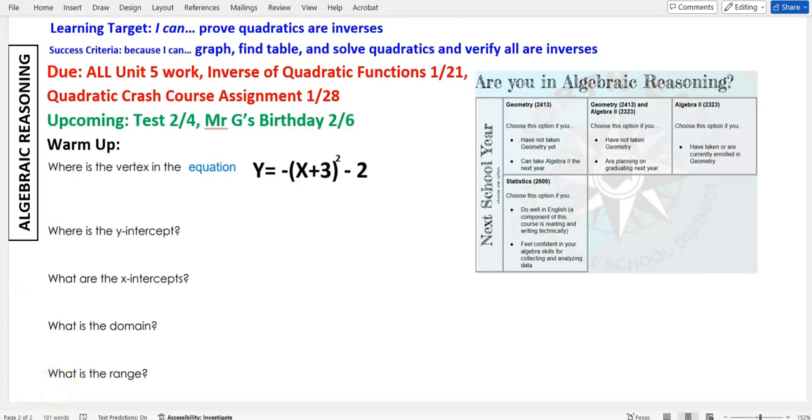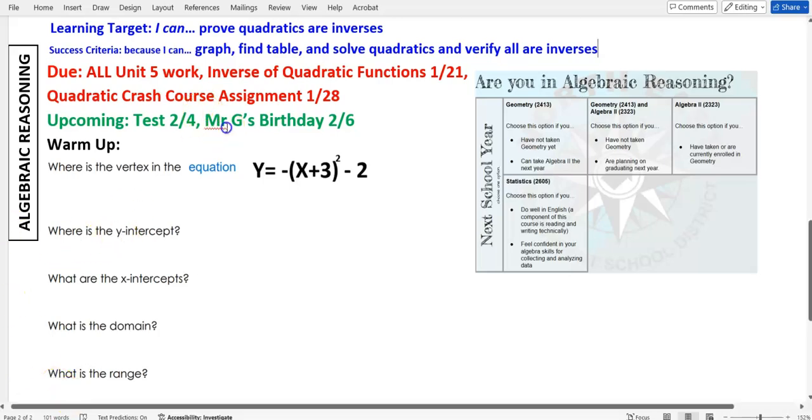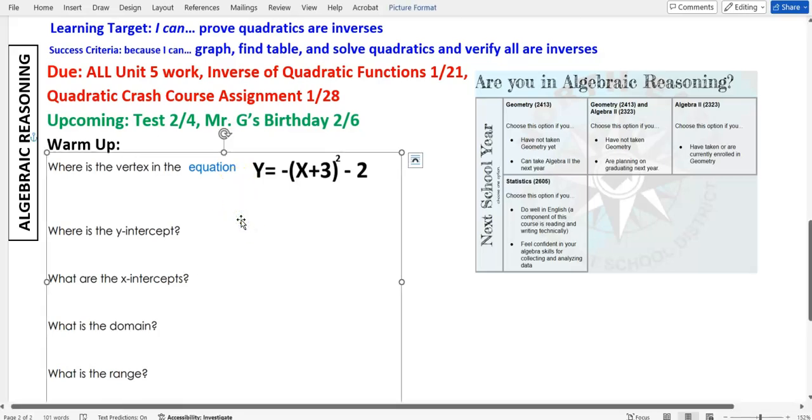All right. So test on next Wednesday. Okay. Now, today we're going to prove inverses, right?